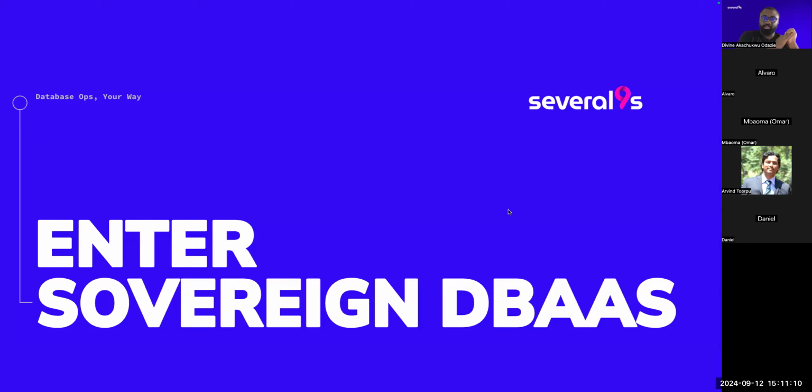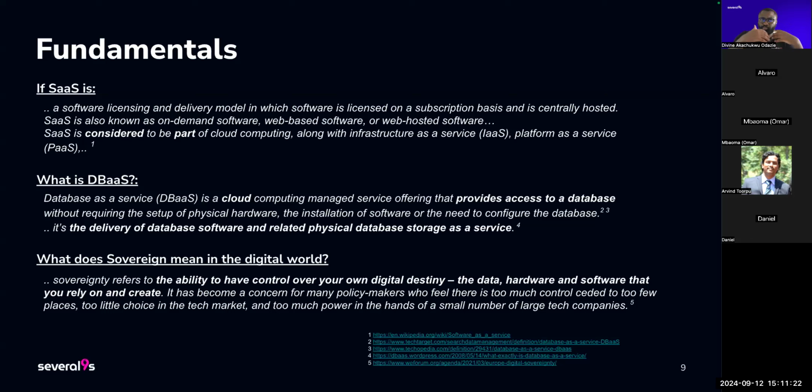Enter Sovereign DBaaS. And that is why we at 7 Nines are building a community, and I am in charge. I'm building a community of Sovereign DBaaS because that is what a lot of organizations are trying to implement. And before we go about what Sovereign DBaaS is, let's look at some fundamentals.